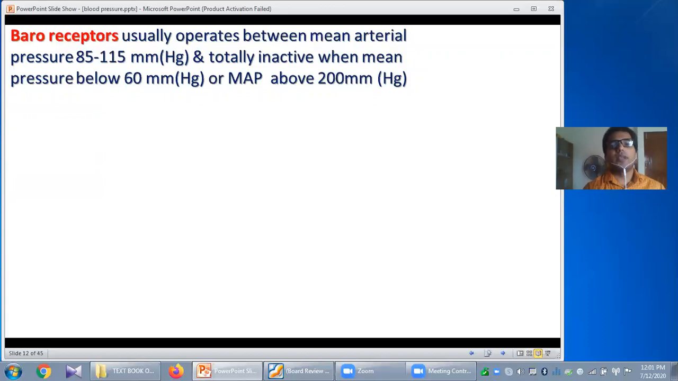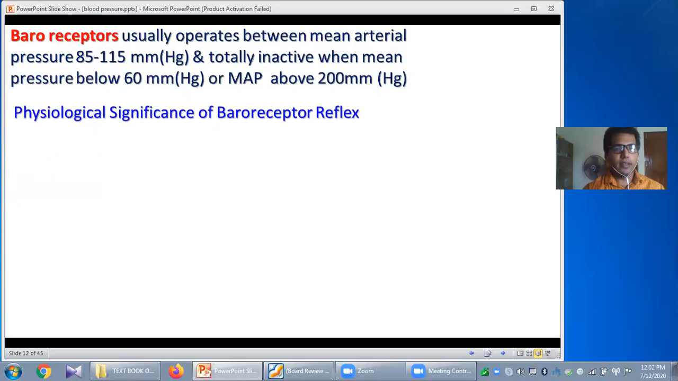Another important piece of information: when the mean arterial pressure drops below 60 millimeters of mercury, the baroreceptor regulatory system is lost. Again, when the mean arterial pressure increases above 200 millimeters of mercury, the baroreceptor regulatory system is lost. That means the baroreceptor feedback system operates between 60 and 200 millimeters of mercury mean arterial pressure. Is it clear? What is the range within which the baroreceptor mechanism works?